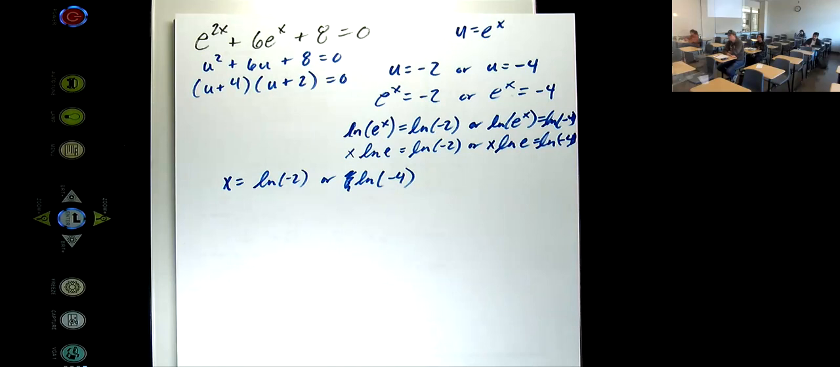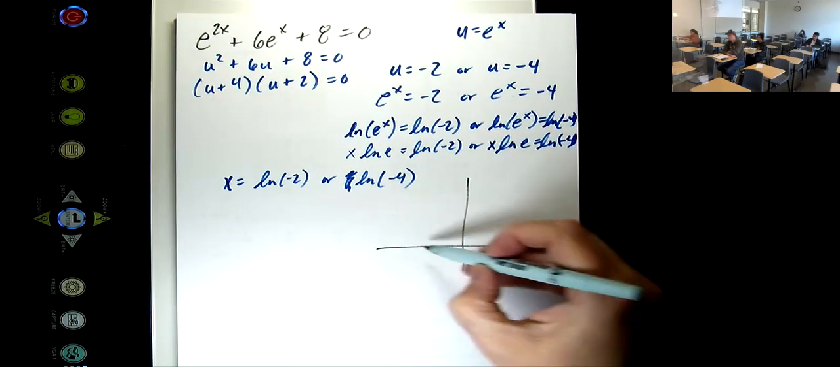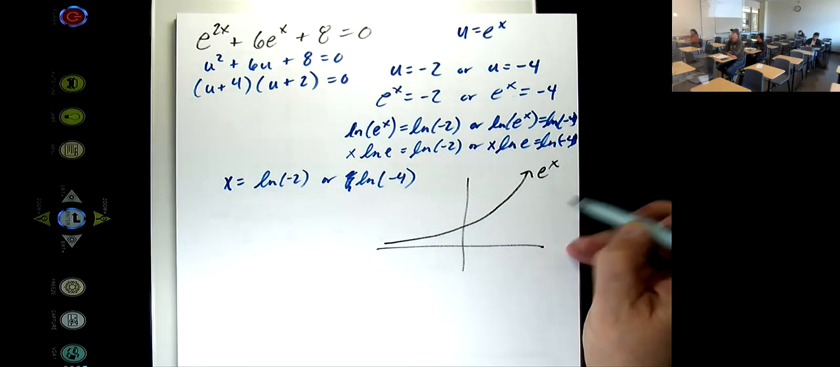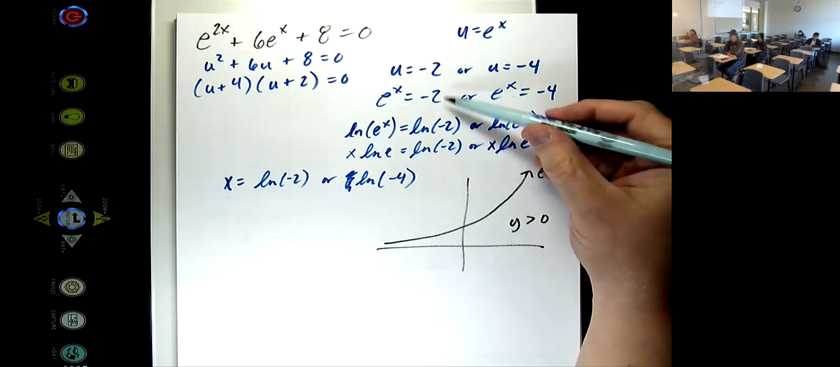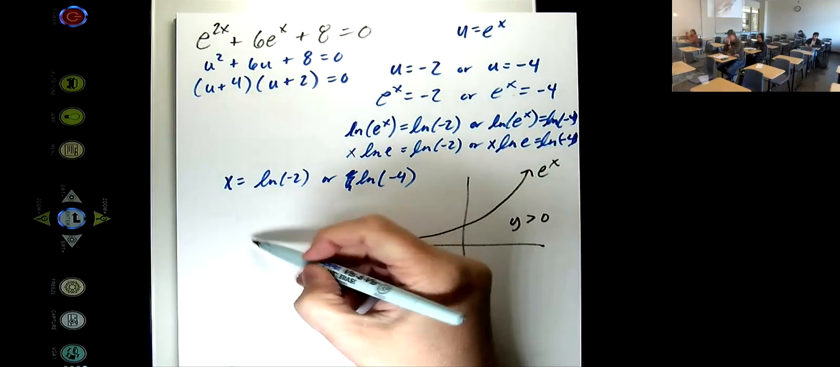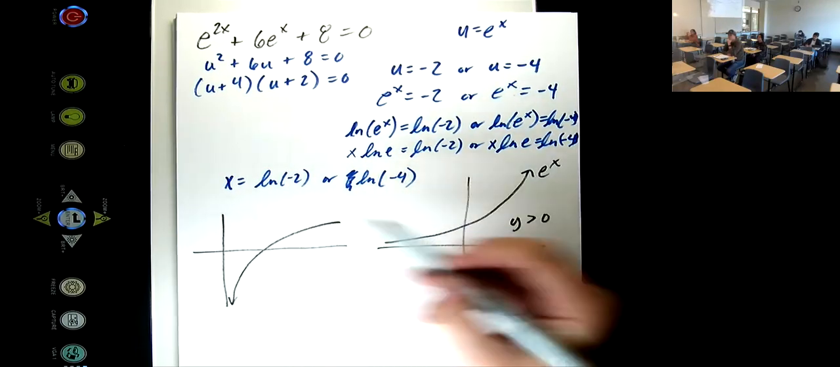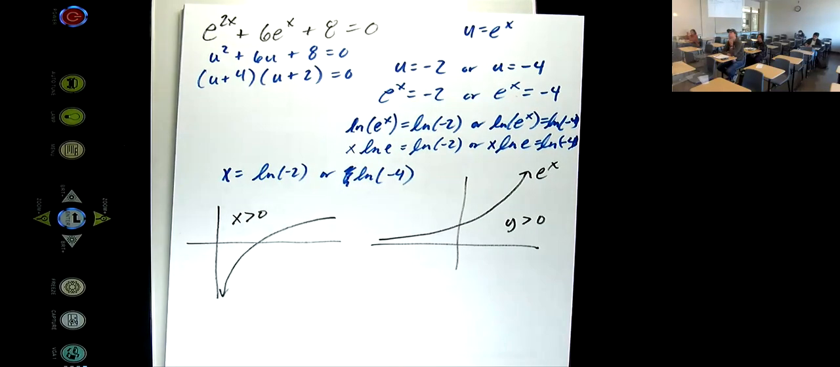Remember, for exponents, if we look at the exponential graph, e to the x goes like this. y is greater than 0 everywhere. There is no way to get a -2, no way to get a -4. If we look at the natural log function, it goes like this, and there are no negative values for x. So no matter how we look at it, there's no solution to this.